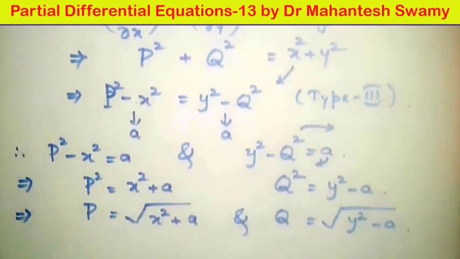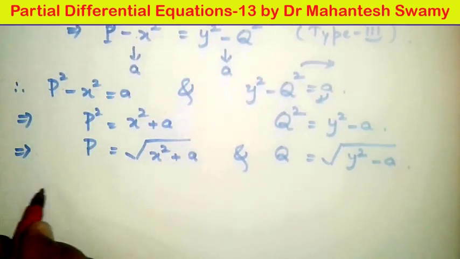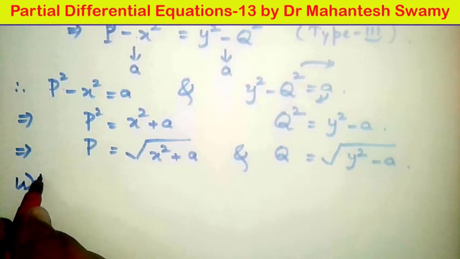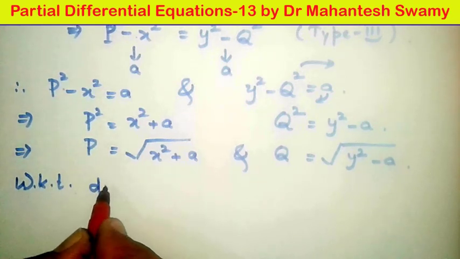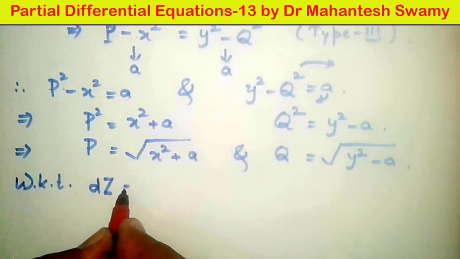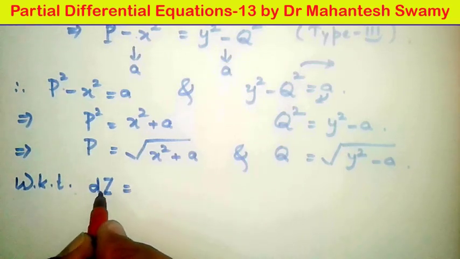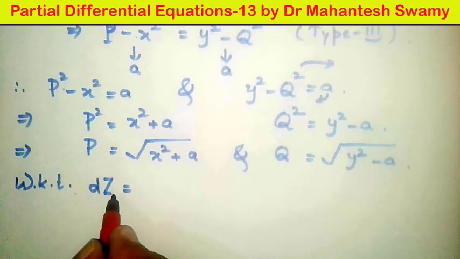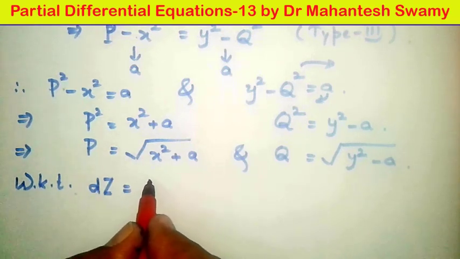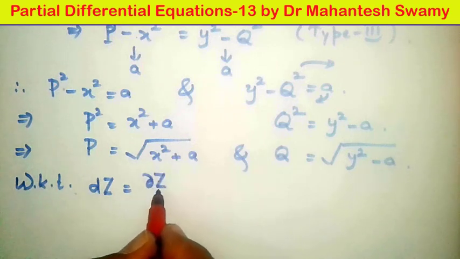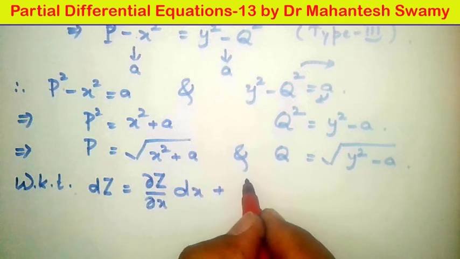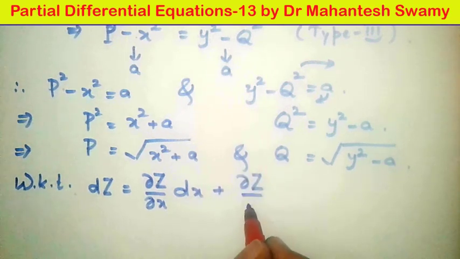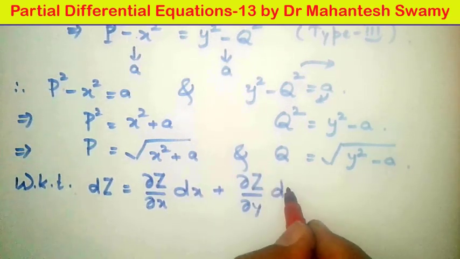Therefore, let us write capital dZ equal to, one important thing that I explained in the previous video, to be taken directly here. It is very simple, I can even explain it now. Here capital Z is a function of x and y, therefore I can write capital dZ as ∂Z/∂x into dx plus ∂Z/∂y into dy.